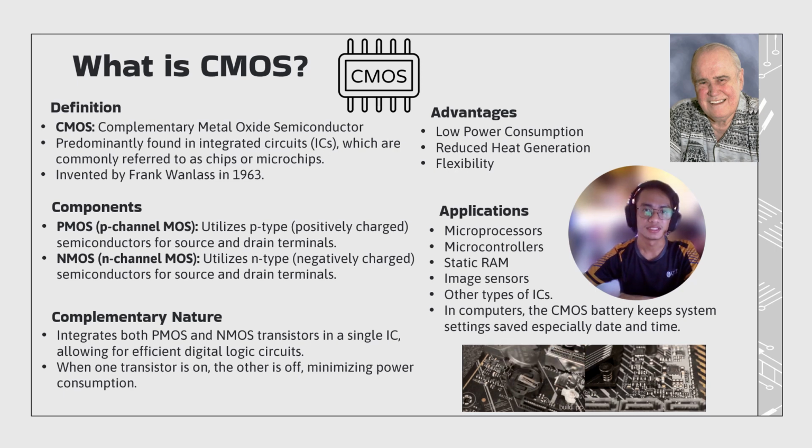So basically CMOS is a complementary metal oxide semiconductor. So basically two main MOSFETs are P-channel MOS and N-channel MOS. So PMOS and NMOS both use P-type and N-type semiconductors but in opposite configurations. PMOS has P-type for source and drain with N-type for the substrate. NMOS has N-type for source and drain with P-type for the substrate.